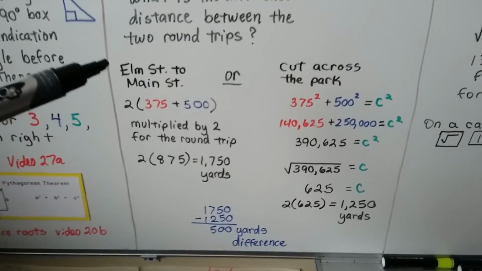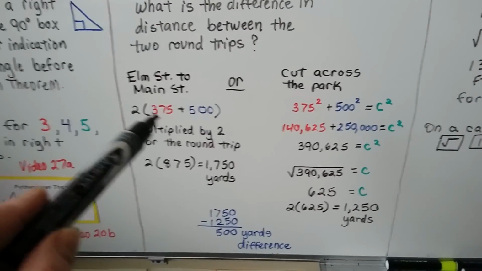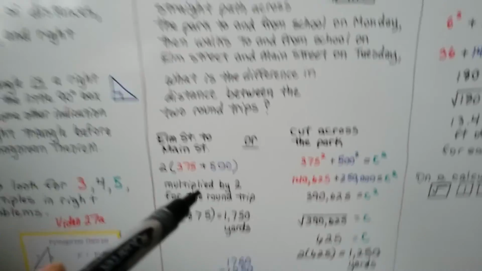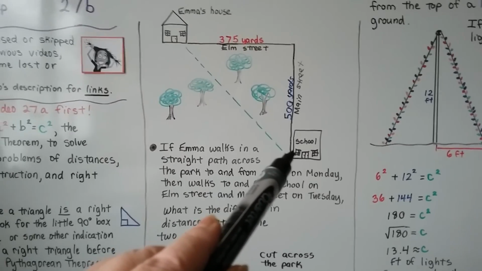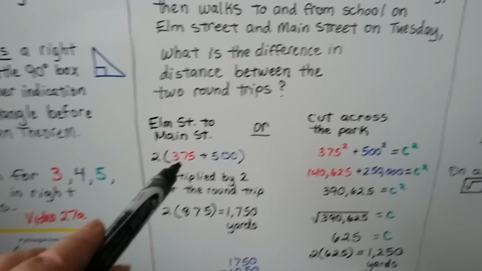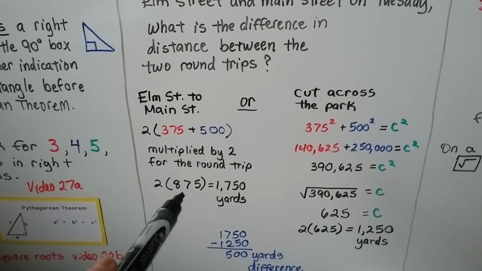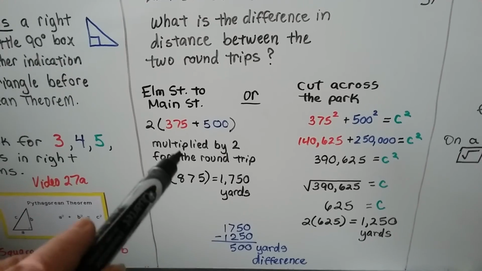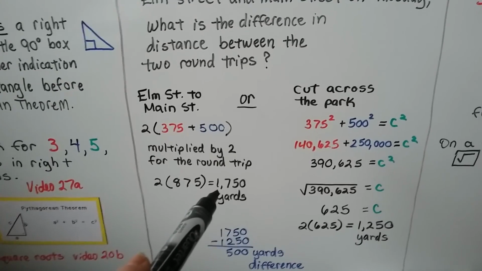So if she were to go from Elm Street to Main Street, Elm Street was 375 feet, or yards, I'm sorry, and Main Street was 500. So we would add those together, wouldn't we? To find the distance, we would add the 375 and the 500, and then she's at school. But we need to multiply it by 2 because it's a round trip. So 2 times 375 plus 500, we do inside the parentheses first. So we have 2 times 875. That comes out to 1,750 yards. So we know that her round trip taking the streets was 1,750 yards.